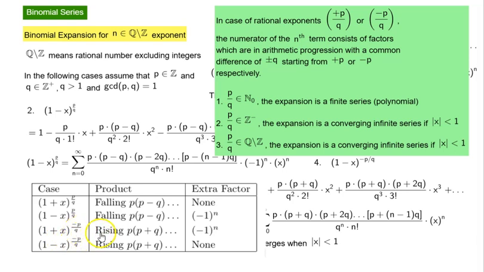1 plus x to the power of minus p by q. Now here we will have rising factors with alternating signs. So which means we have an extra factor minus 1 to the power of n. And finally 1 minus x to the power of minus p by q. Again we have rising factors in the numerator with no extra factor. This is very, very important. In the next session, we will look at some worked examples to figure out what concretely is happening. Because here we have looked at it in abstract.